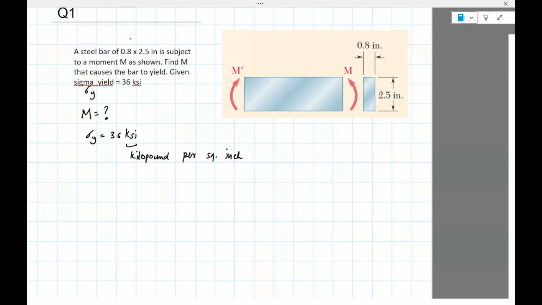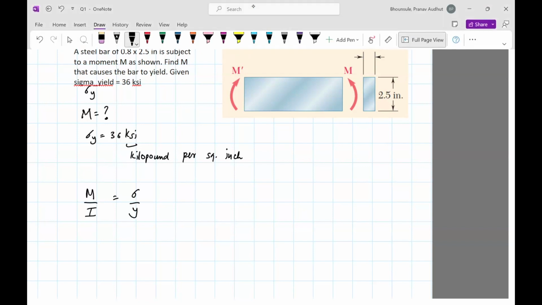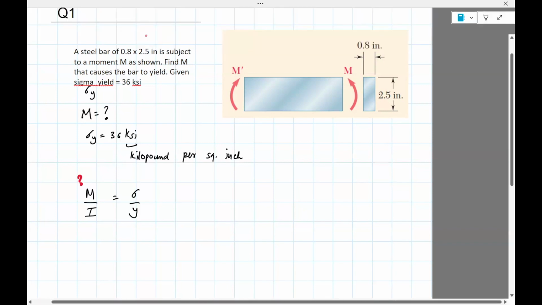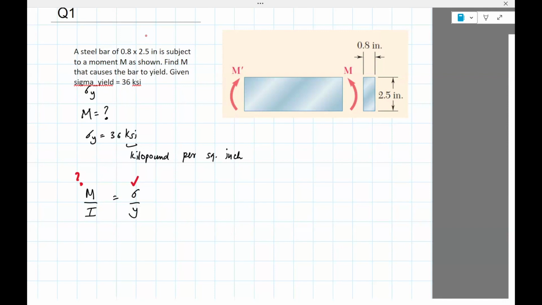So here, there's a relation between M and sigma, and I just write it from the previous page. M divided by I is sigma divided by y. I don't need the part involving E and R. So here, M is the unknown. Sigma is going to be sigma y, it's known. Here, hopefully, we can compute what I is and what y is.